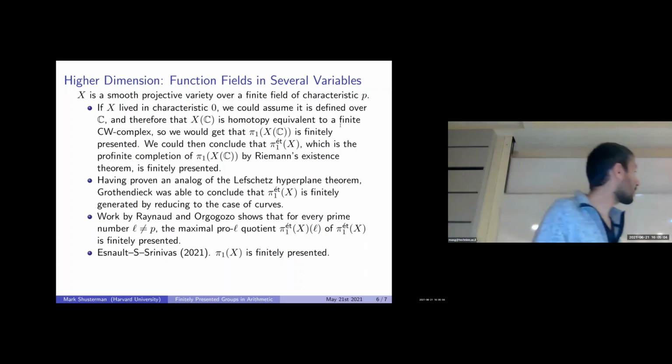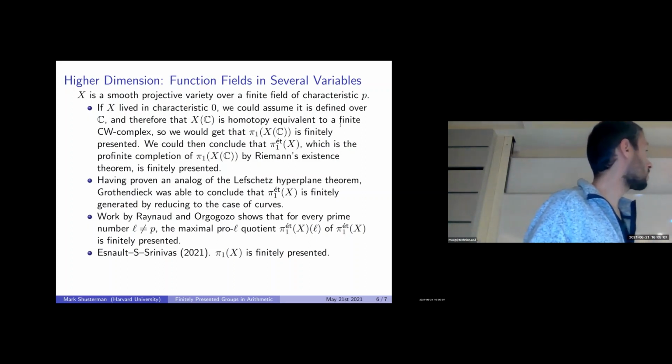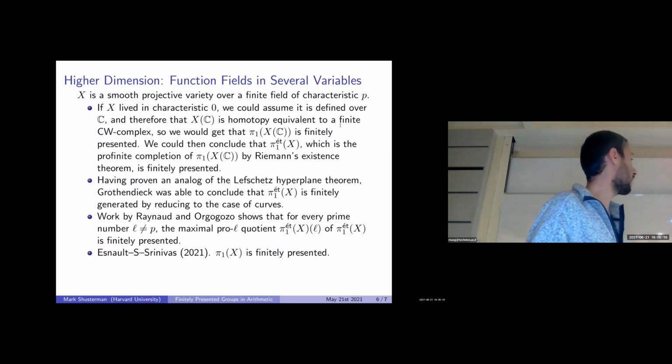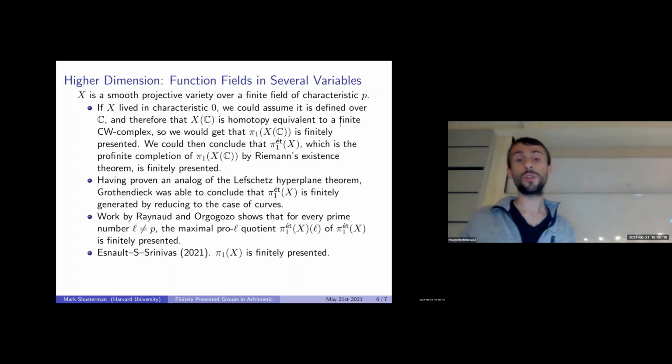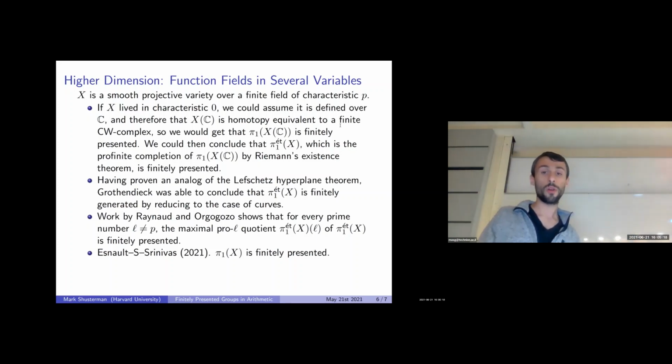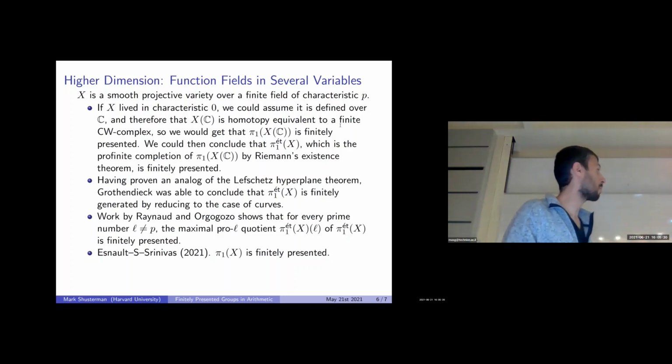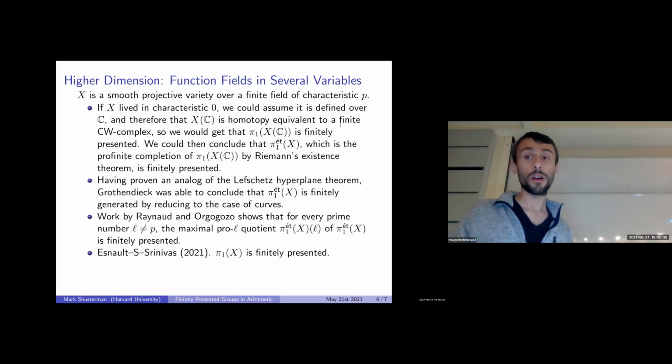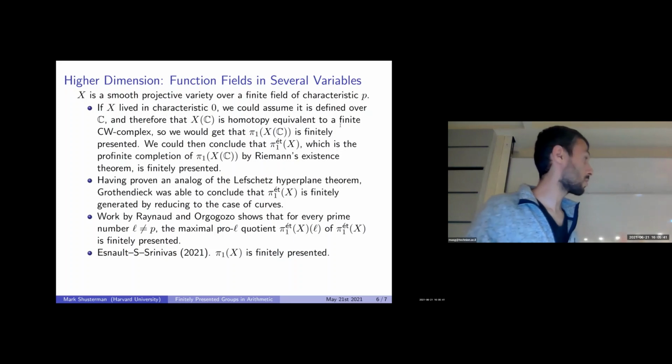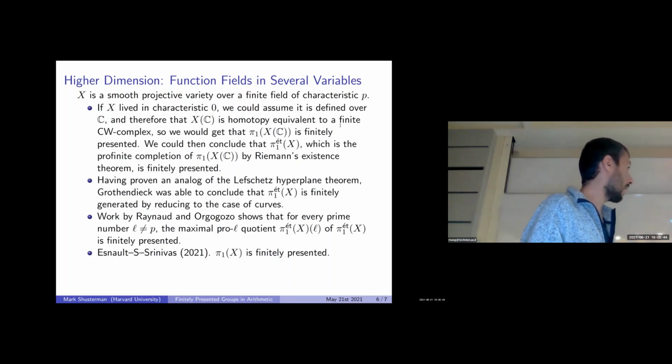Also I put on the slides some previous result in this direction, which is similar to what we had for local fields. It is originally due to Raynaud, and then in the strongest form by Orgogozo some 18 years ago or something like this. He showed that the maximal pro-L quotient, so again some part of the fundamental group, is finitely presented. And this is again a special case of our result.